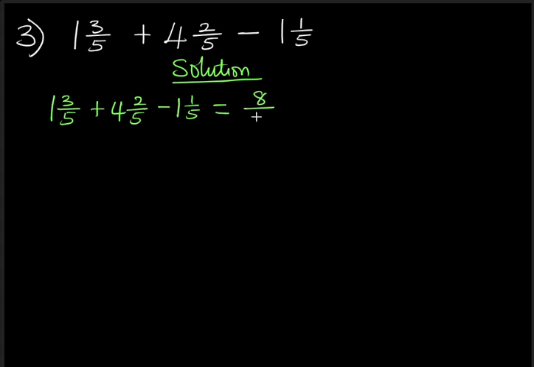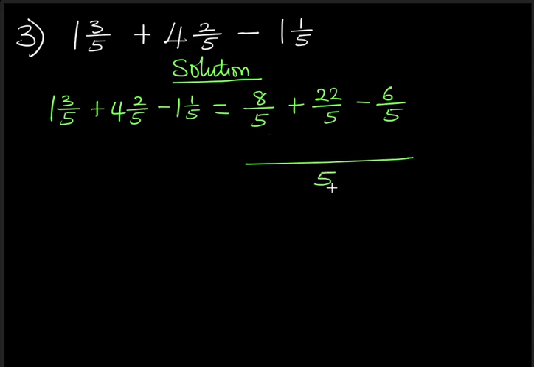Changing these fractions to improper fractions, that will give us 5 times 1, 5 plus 3, that will be 8 over 5, plus 5 times 4, 20, 20 plus 2, that will be 22 all over 5, minus 5 times 1, 5 plus 1, that will be 6 all over 5. And what is our LCM? 5, 5, 5, so LCM will be 5.